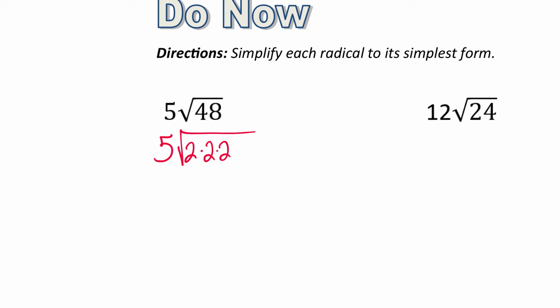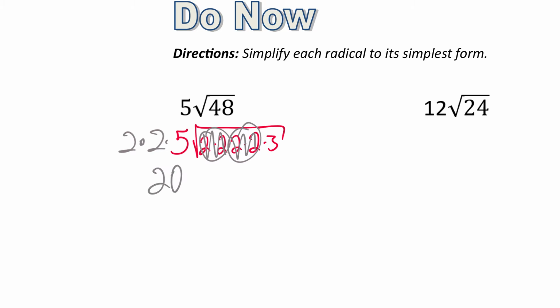Four 2s and a 3. So we have a pair of 2s, another pair of 2s, so that's a 2 coming out, another 2 coming out. So what do we have on the outside there? 20. We have 20, and on the inside we have 3. So we have 20 square root of 3.